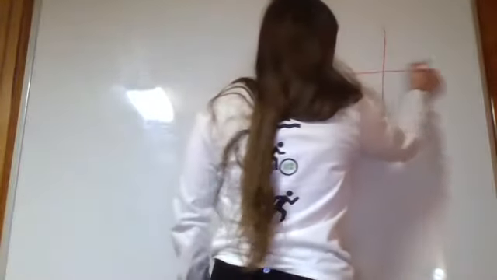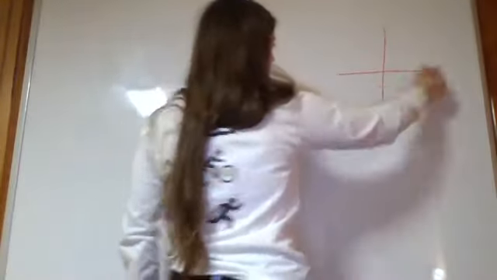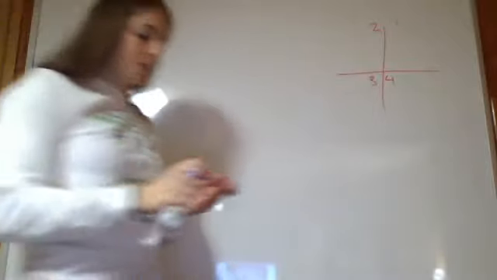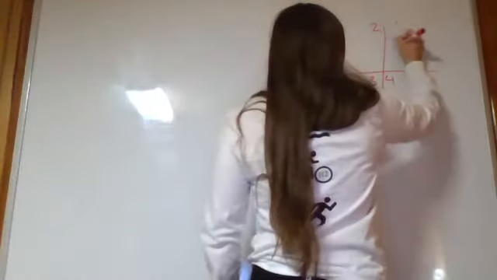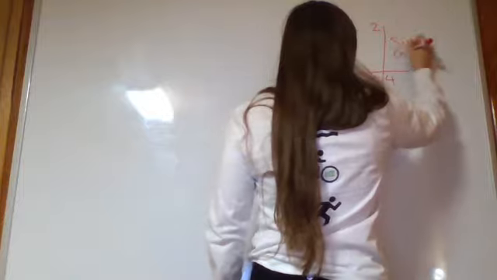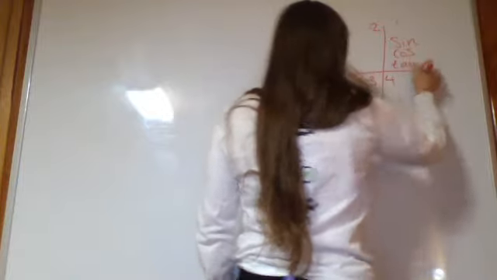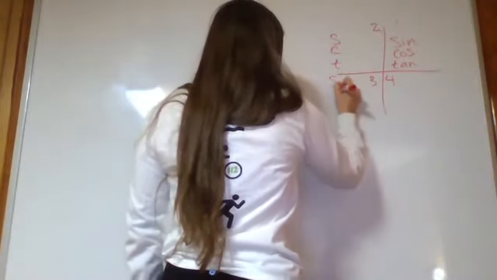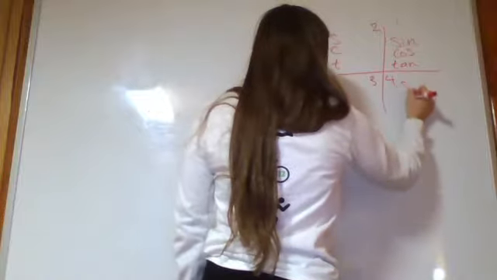When we're counting out our quadrants, we always count 1, 2, 3, 4, counterclockwise. So I'm going to fill in sine, cosine, and tangent. After that one, I'm not going to actually say sine, cosine, tangent. I will say S, C, T.